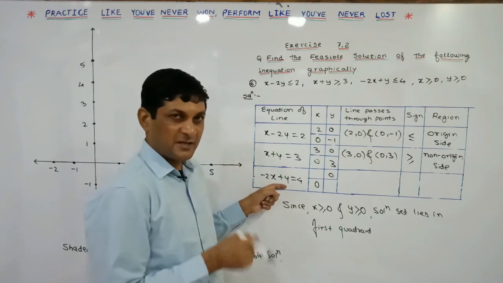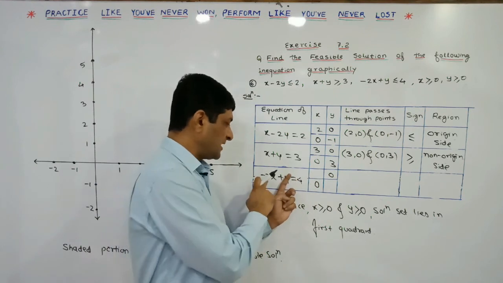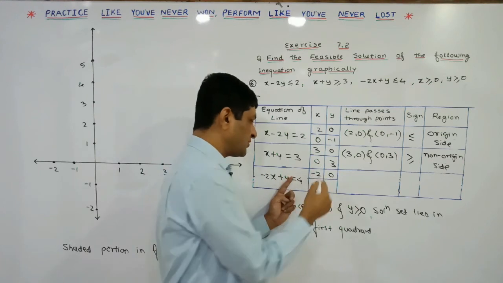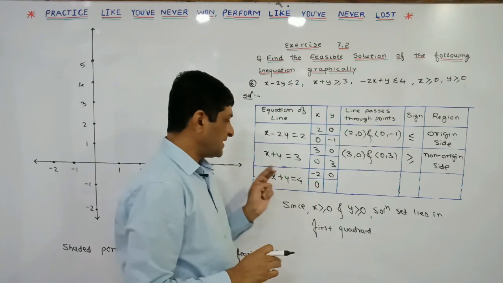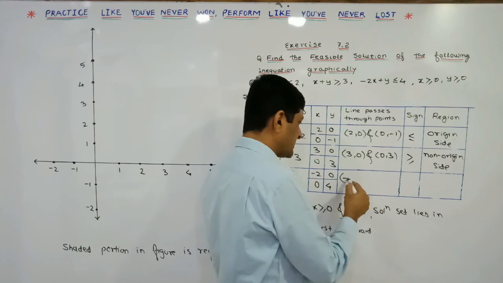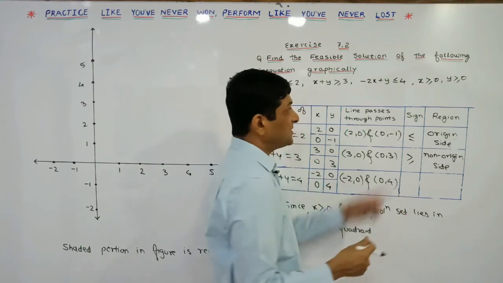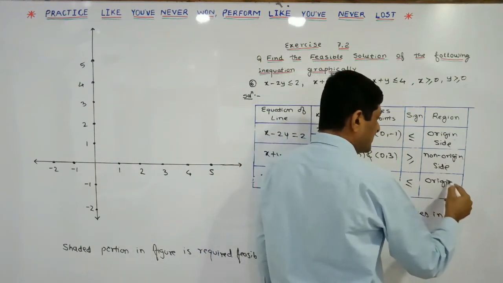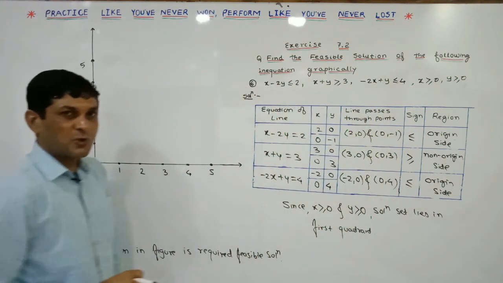Observe the third line. Here first find out the coordinates of 2 points. So first I am substituting y equals 0, then the remaining term is minus 2x equals 4. So x will be equal to minus 2, 4 divided by minus 2 is minus 2. And if I substitute x equals 0, y will be equal to 4. So the coordinates of 2 points on this line are minus 2 comma 0 and 0 comma 4. And in this equation less than or equal to is there, so we can say that the origin side part will be our solution set.